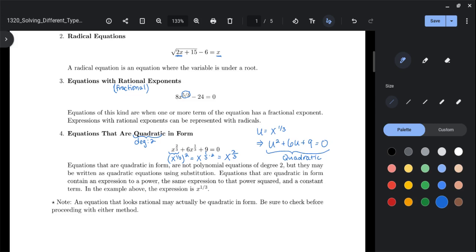I hope you find this video helpful in identifying our different types of equations, and in the videos coming up, we will actually learn how to solve these types of equations.